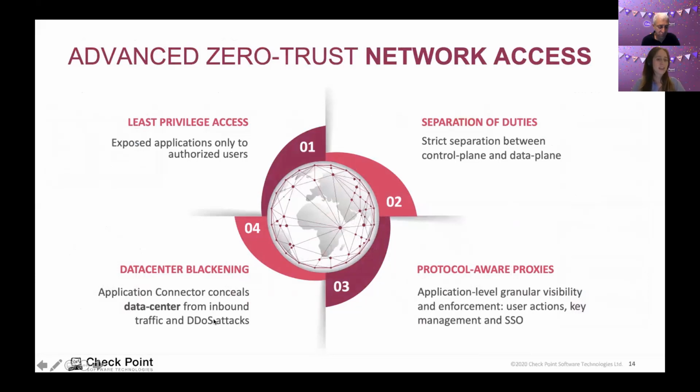The fourth thing is the data center blackening. As I mentioned, we don't have any inbound connections whatsoever to your data center, only outbound, which means that your data center is blackened. It shouldn't receive any traffic from the outside world, making it essentially invisible to anyone trying to access it from the public internet.